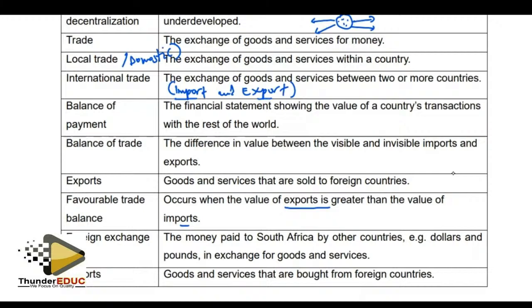Then foreign exchange, the money paid to South Africa by other countries, like dollars, pounds, etc. Meaning if South Africa trades with countries like the USA, it will be earning dollars, or in the UK, pounds, or euros, among others. Then imports, goods and services that are bought from foreign countries. For example, South Africa buying clothes from China would be import trade.